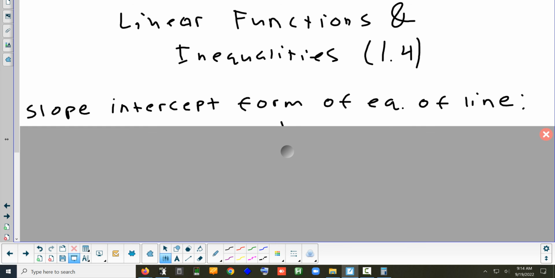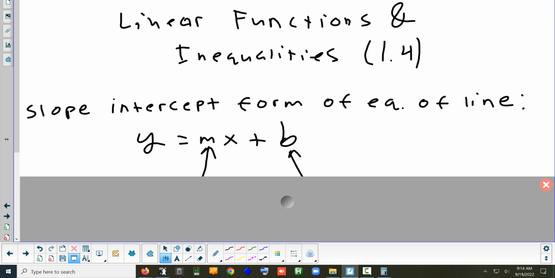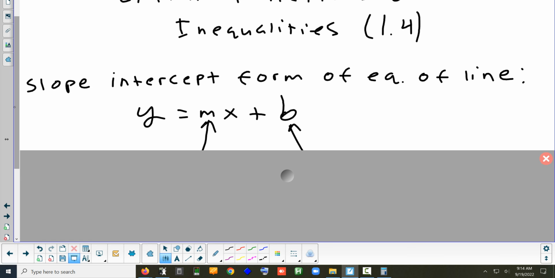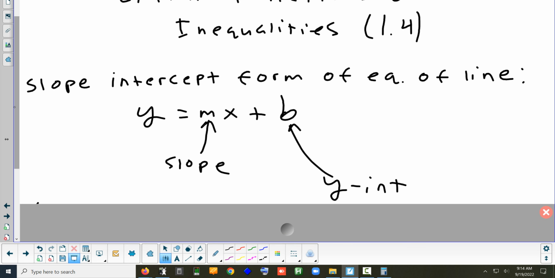Does anybody remember what the slope-intercept form of a line is? Starts out y equals? Yep. y equals mx plus b. And there's an m and a b. Those stand for something. Does anybody know what the m stands for? Yep. The m is the slope. And what about the b? Yep. That's your y-intercept. Y-intercept is just a fancy way of saying where it crosses the y-axis.